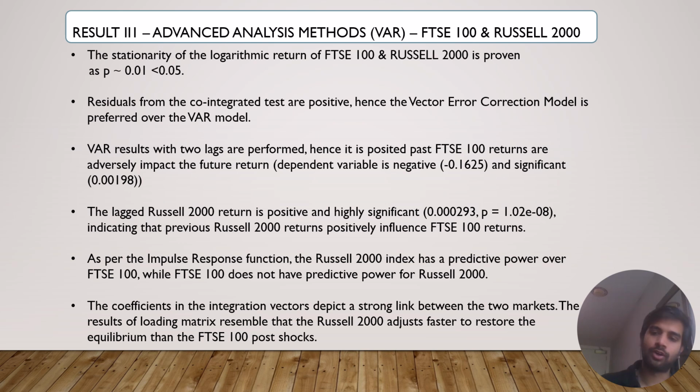Also the loading matrix shows that the RUSSELL2000 adjusts faster to external impacts, like when events happen such as the 2008 crisis or the Lehman Brothers crisis. So they are able to get back to the previous mark much faster as compared to the FTSE100 stocks.